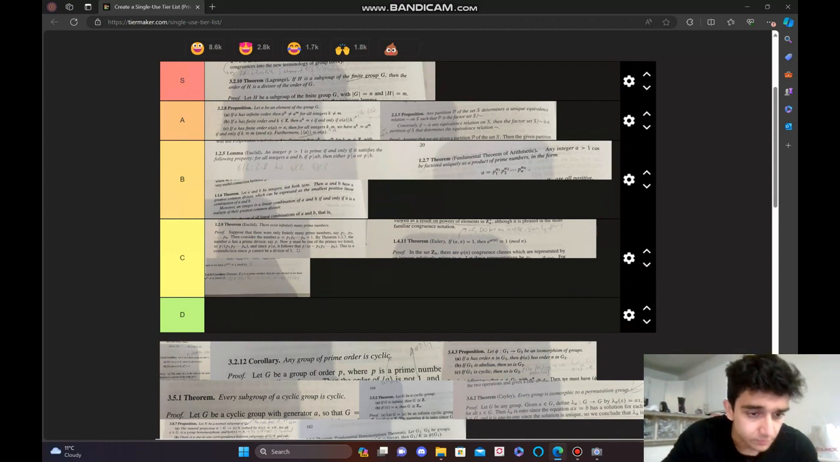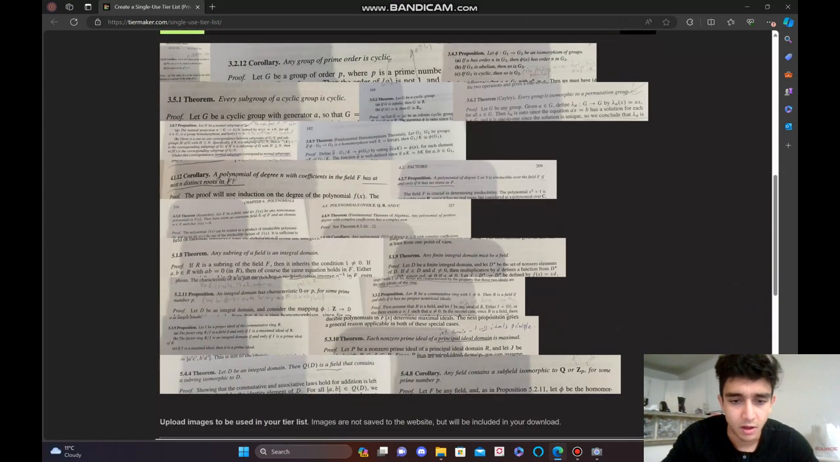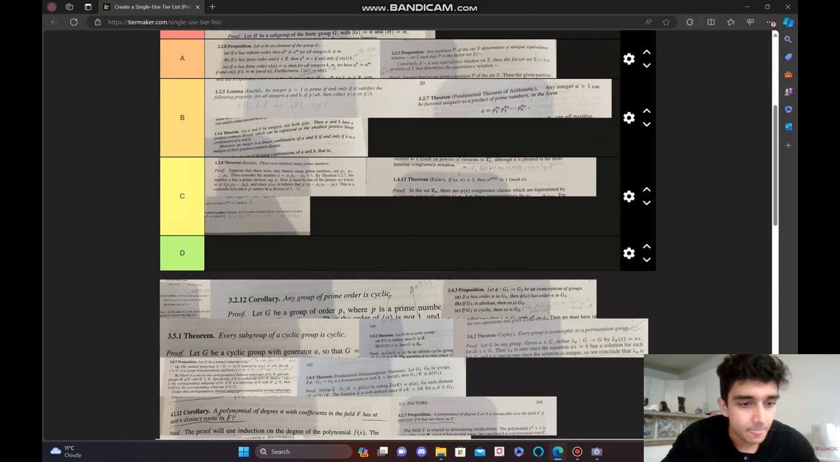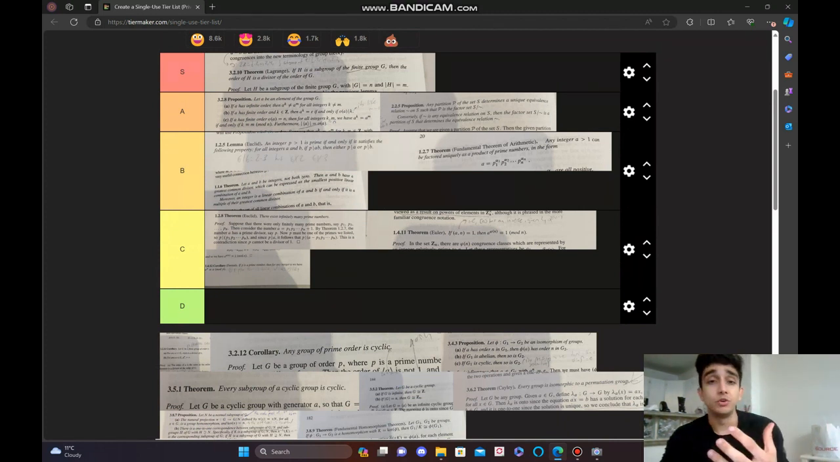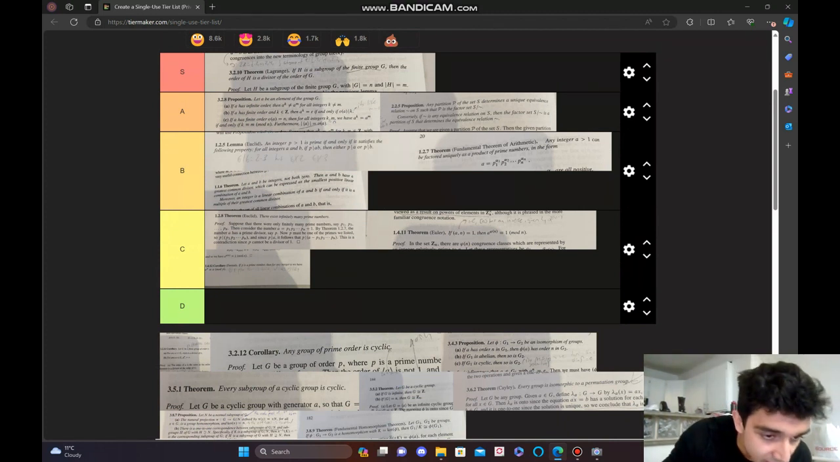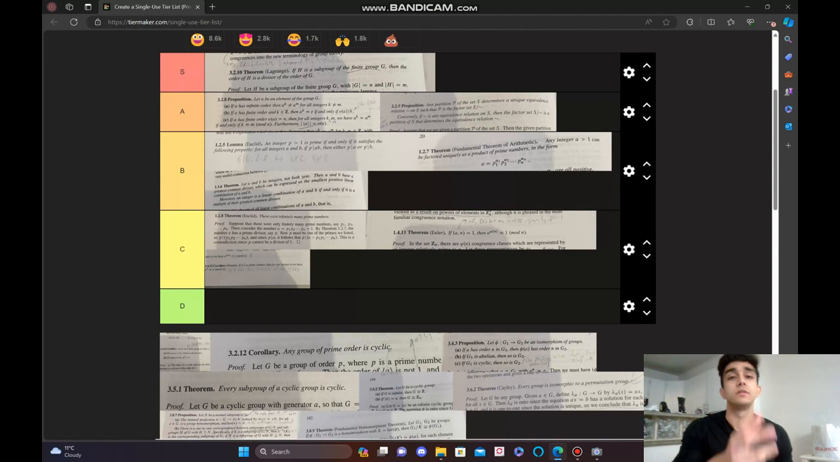Good stuff. Okay, this next one, this one's small. I can barely even read it. It's talking about more stuff on orders of elements. If you have a finite group of order n, then the order of any individual element divides the order of the entire group.